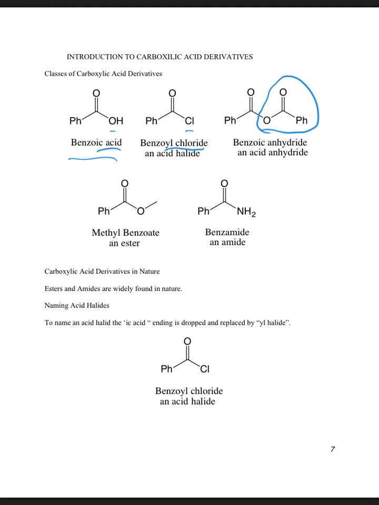Okay, we can go to an anhydride where we have all of this off of the carbonyl. This is benzoic anhydride. It is an acid anhydride, and anhydride is the loss of water. So we've lost an equivalent of water out of 2 carboxylic acids to get the anhydride.